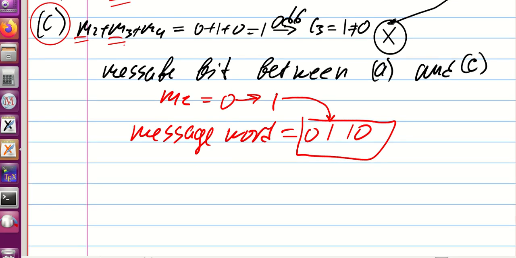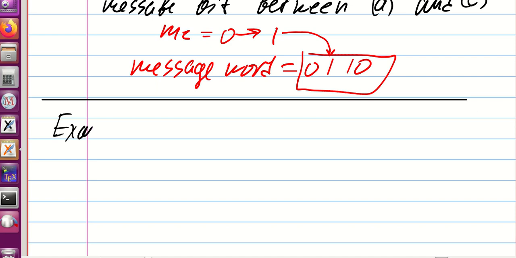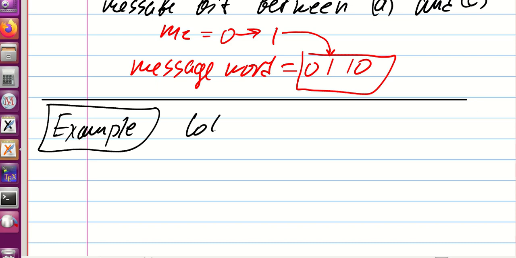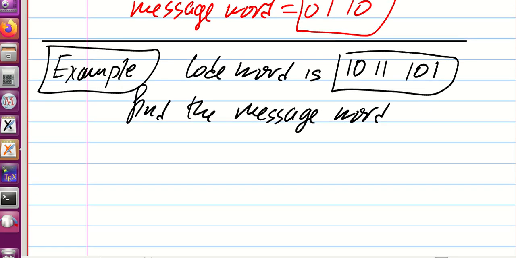So let's move to the next example. In this example, the code word is 1011 1101. Find the message word, the same assignment. So our M1 is 1, our M2 is 0, our M3 is 1, and our M4 is 1.